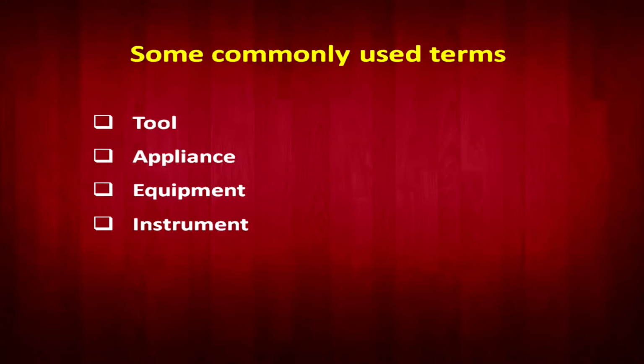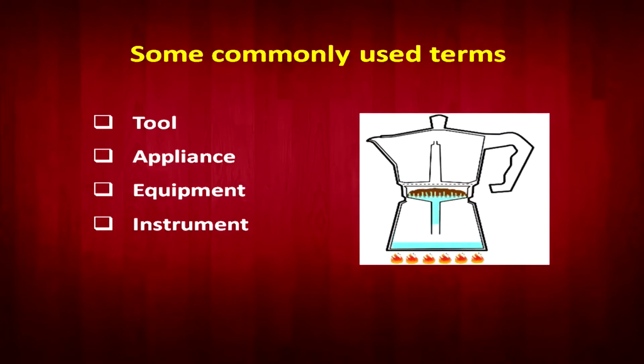Now, there are various terms we commonly use in household equipment: tools, appliances, equipment, instruments. Let us see in this picture. You can see the percolator, how it is functioning, but we are talking about a variety of tools and appliances which we commonly use in the home. Let us define what a tool is.